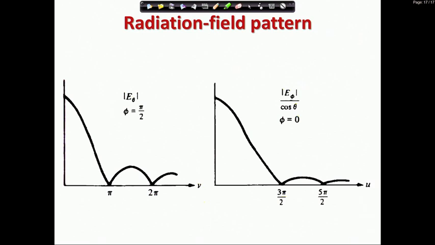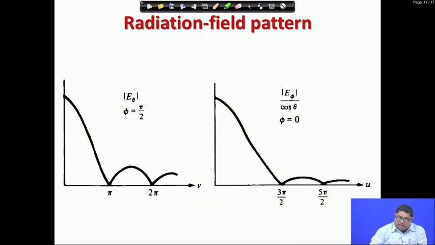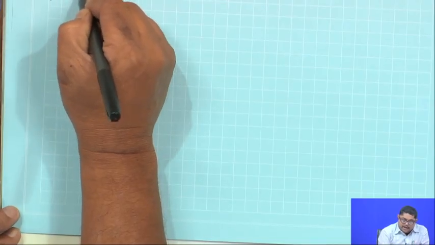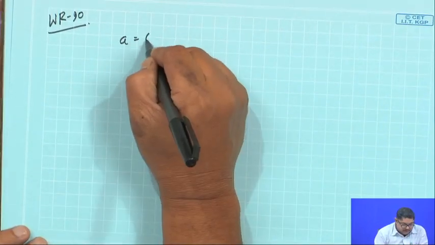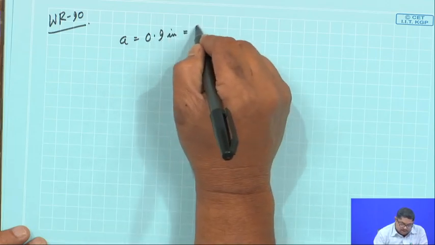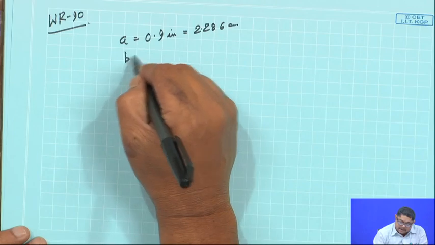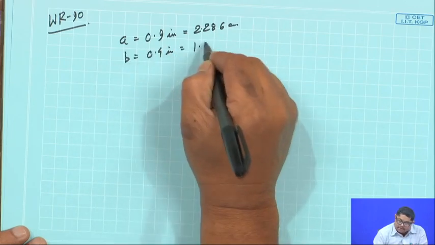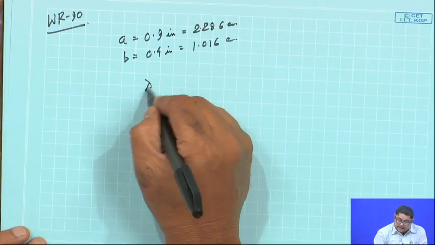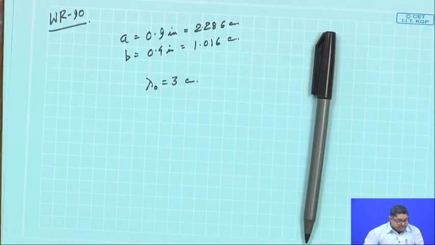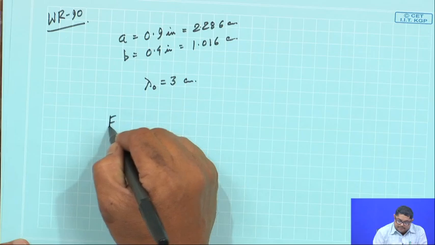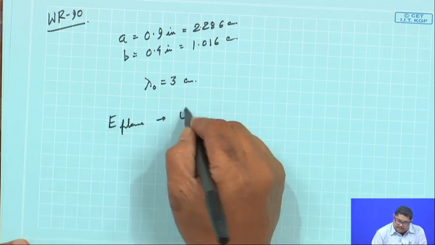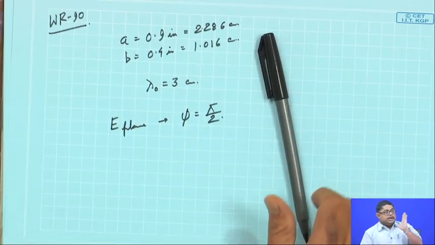Now, if you have an X band WR90 waveguide, its dimensions we know: A is 0.9 inch, that is 2.286 centimeter, and its B is 0.4 inch, that is 1.016 centimeter. Let lambda naught be 3 centimeter, that means 10 gigahertz. Now, what is the beam width in the E plane? E plane means phi is equal to pi by 2, where the E vector lies with the propagation direction.